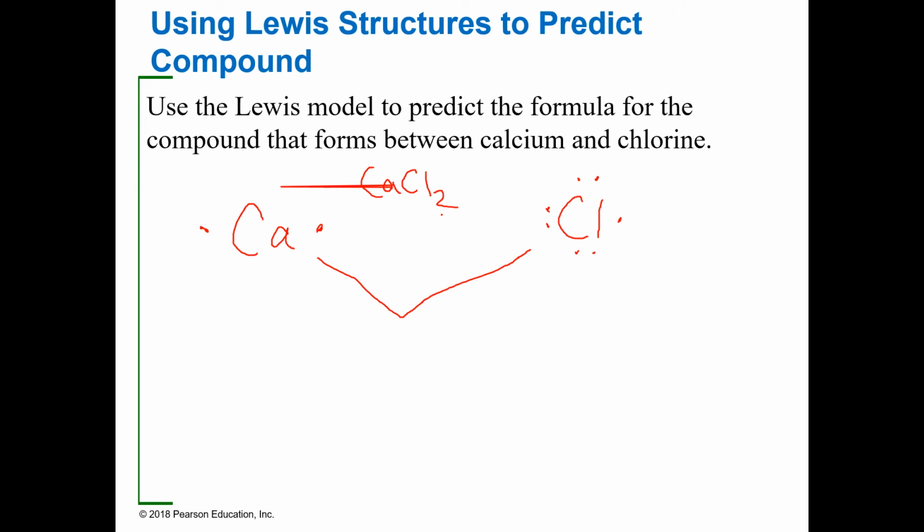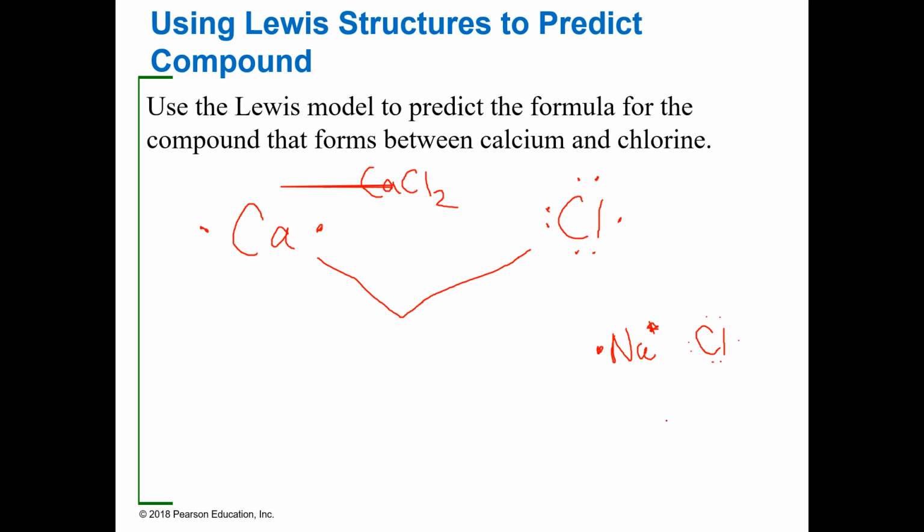Before I do that, I'm going to go over here and talk about, for an example, sodium and chloride. Sodium has 1 valence electron. Chloride has 7.